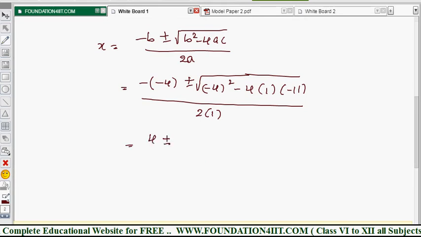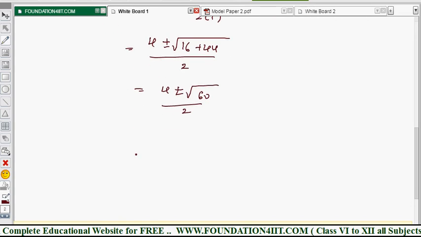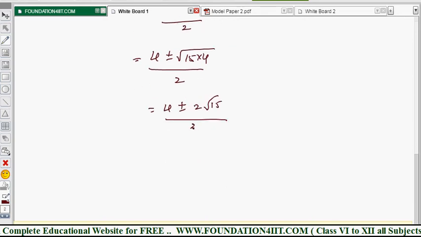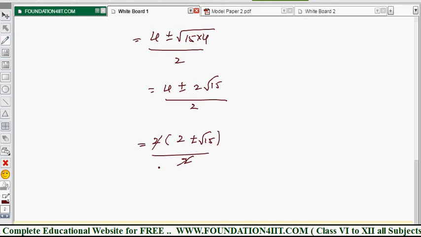Then we'll get 4 plus or minus square root of 16 minus, minus, so plus 11 into 4 is 44, by 2. Then that is 4 plus or minus square root of 60, divided by 2. Then in bracket, 4 plus or minus square root of 60; we can take 15 into 4, because square root of 4 is 2. So that is 4 plus or minus 2 root 15 divided by 2. Then 2 is common in the numerator, 2 plus or minus root 15 divided by 2, so the 2 gets cancelled. Then finally x is equal to 2 plus or minus root 15.